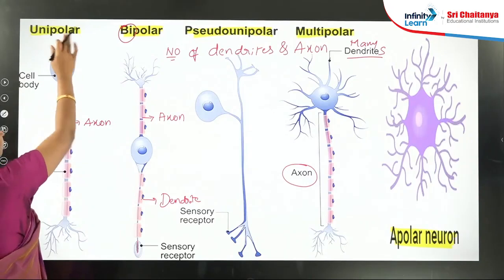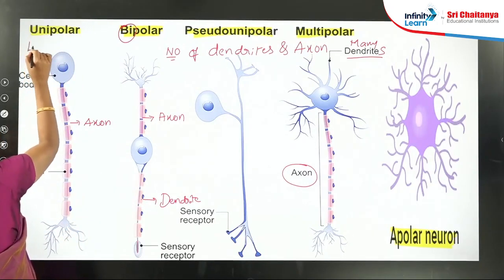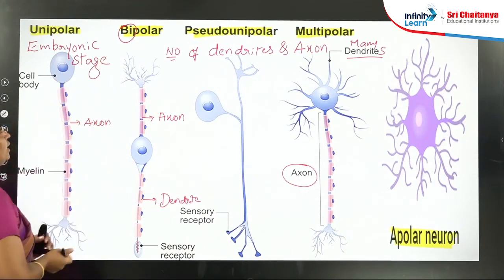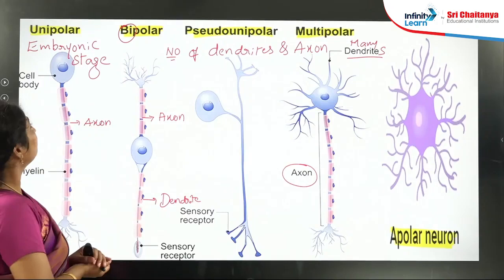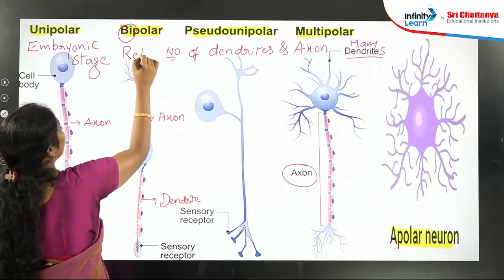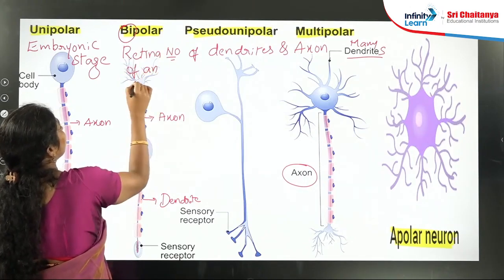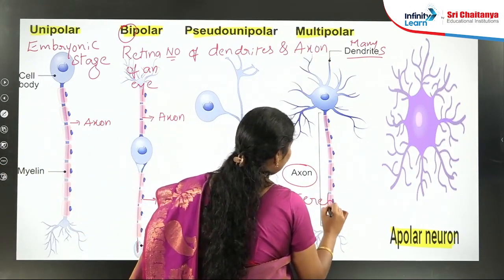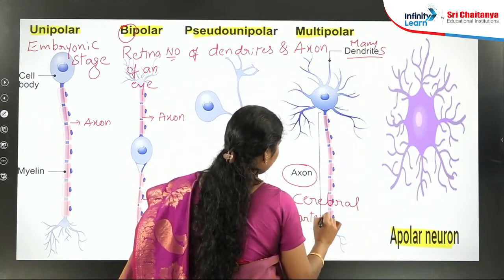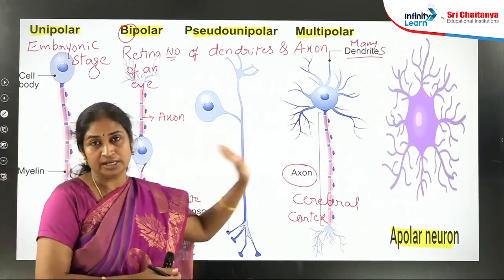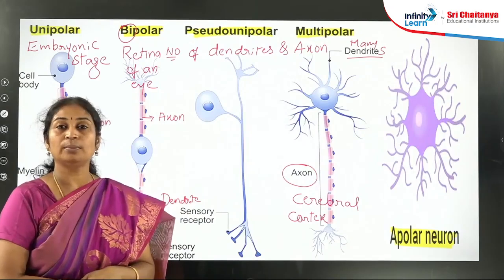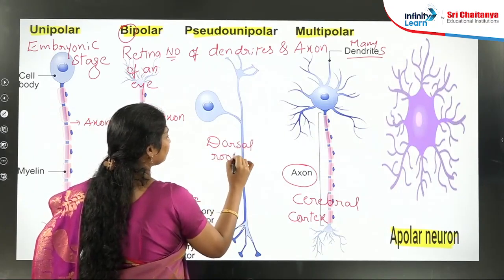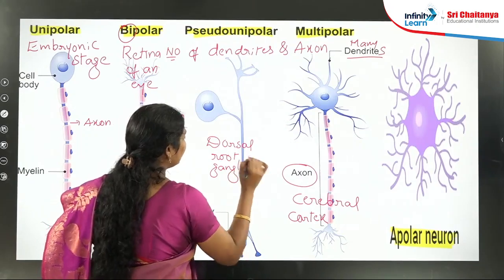So where do we find this unipolar one? Unipolar neuron is present in the embryonic stage. This is an important NEET question. Next, the bipolar neuron is present in the retina of the eye. Next, multipolar. Where is multipolar present? Multipolar is present in the cerebral cortex. In NCERT, we have unipolar, bipolar and multipolar. And the extra one is pseudo-unipolar. This pseudo-unipolar is sensory in function and it is present in the dorsal root ganglia of the spinal cord.